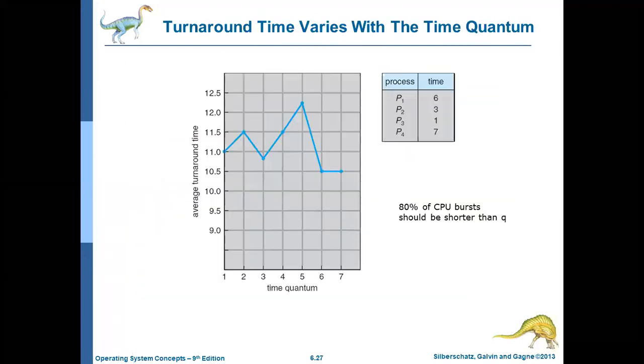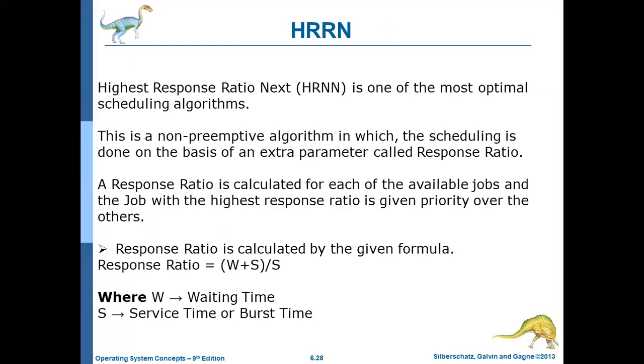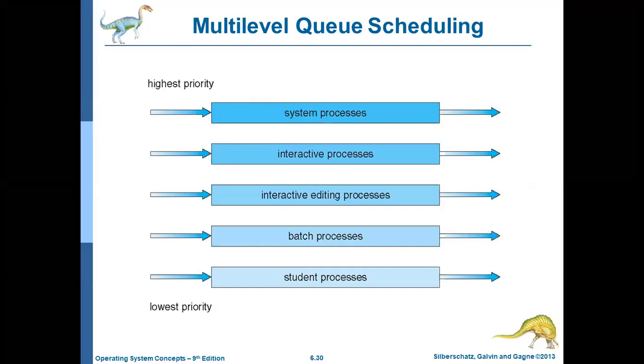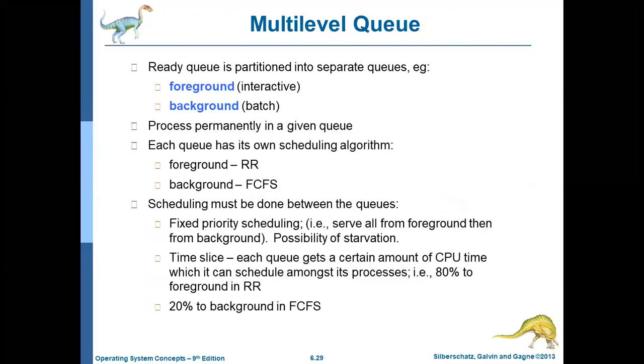Means background processes are executed by the FCFS scheduling algorithm, so background processes follow the first come first serve scheduling policy. These are the different types of process: student, batch process, interactive editing process, interactive process, and system processes. Always the system process will have the highest priority, and the lowest priority is for the student process.